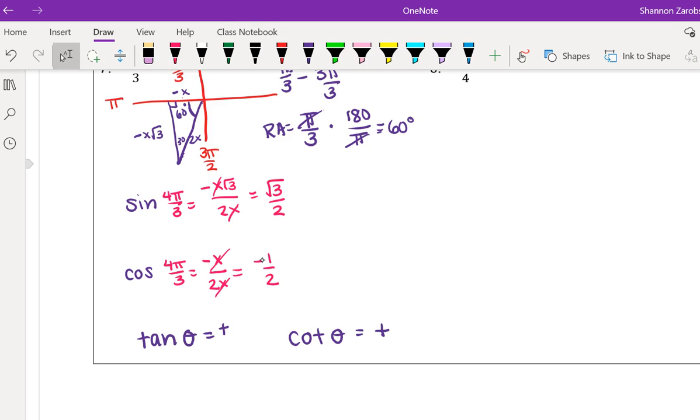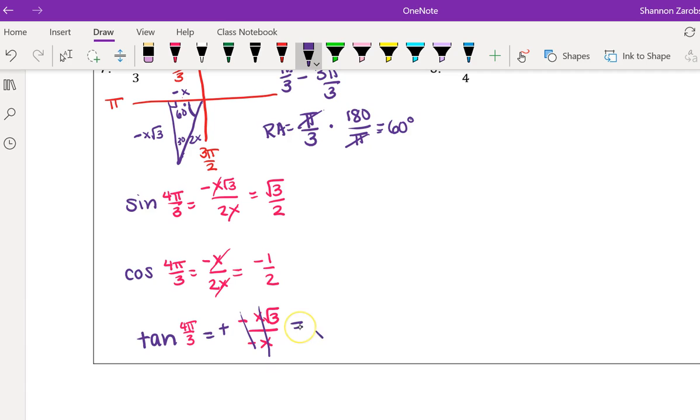And then lastly, my tangent, it's positive, and it's 4 pi over 3, is opposite over adjacent. So I'm taking negative x root 3 over negative x. The negative cancels, that's why it becomes positive. The x's cancel, and I'm left with the square root of 3. So final answers are sine is negative square root of 3 over 2, cosine is negative 1/2, and tangent is the square root of 3. Okay?